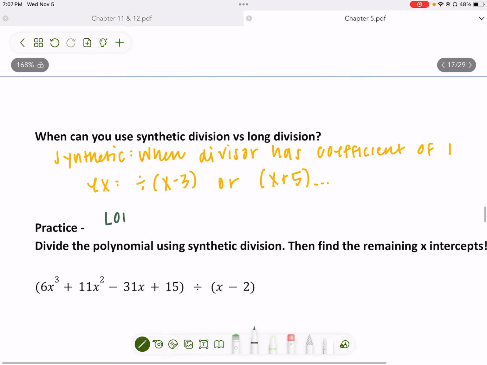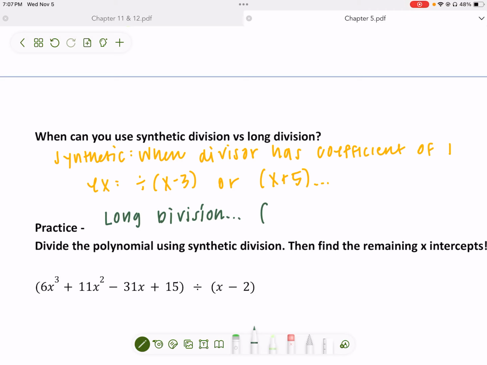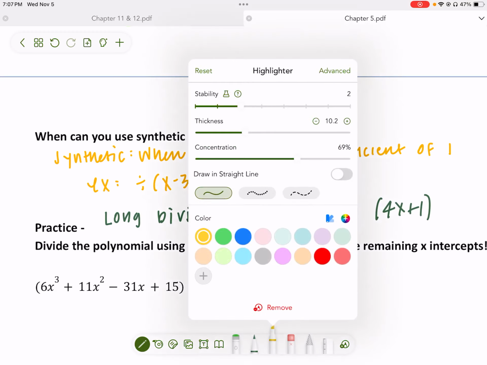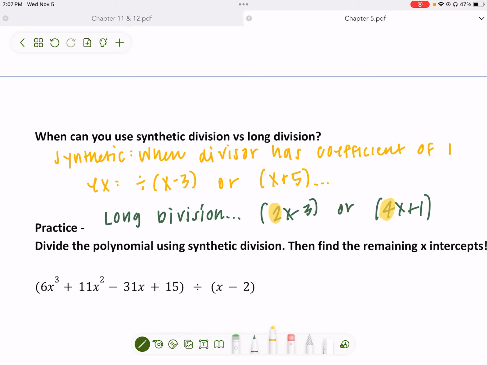Long division has to be used if there is a coefficient that's not a 1, for example, like 2x minus 3 or 4x plus 1, right? If there is a number in front of the x, you have to use the long division, which again, we no longer cover, so you don't have to worry about problems like that.